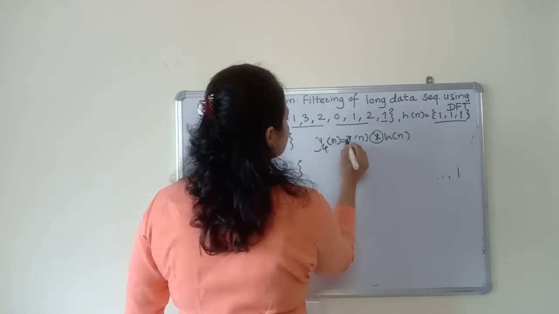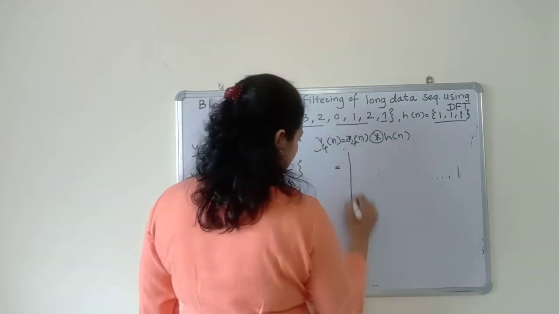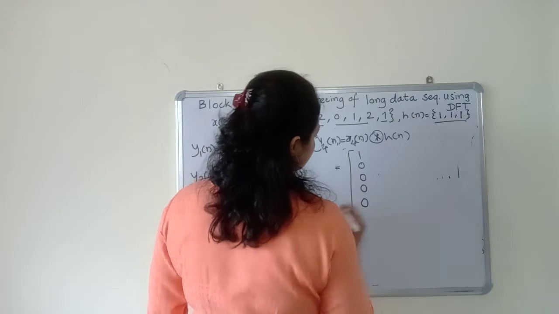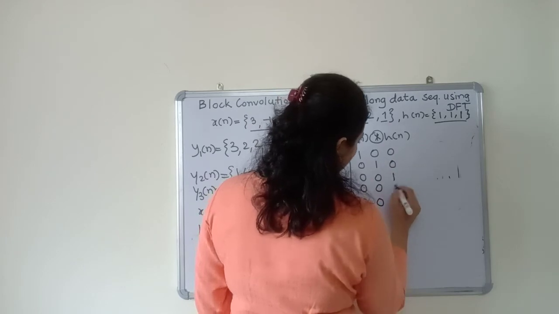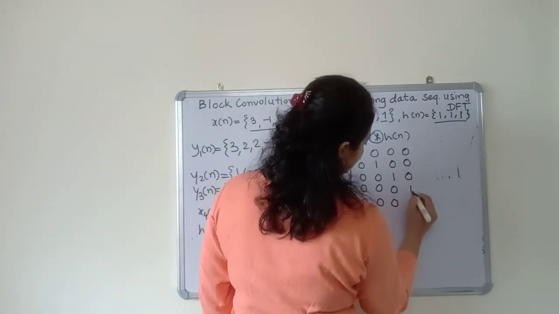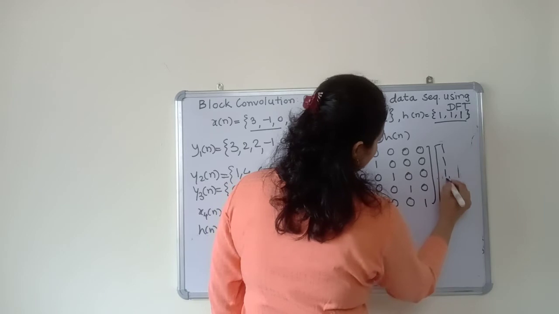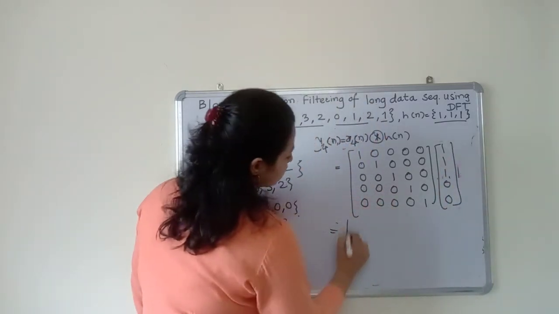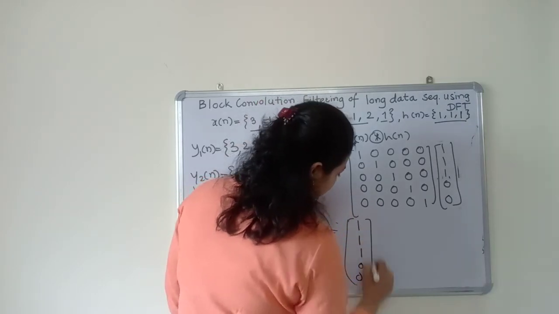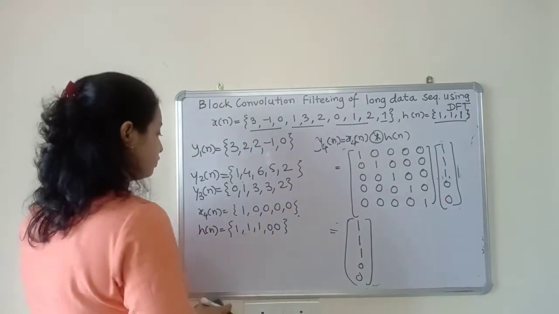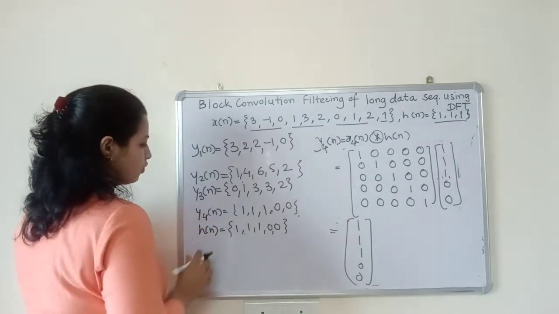y4 of n is equal to x4 of n circularly convolved with h of n. x4 is 1, 0, 0, 0, 0. Okay. The circulant matrix has an identity matrix like formation. Multiplying with 1, 1, 1, 0, 0, so let us see, it is 1, 1, 1, 0, 0. So it will be 1, 1, and this is our y4 of n.